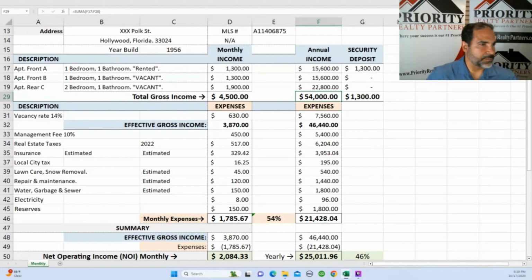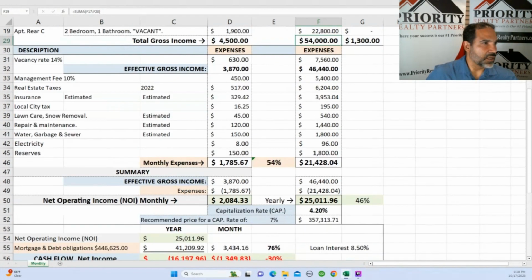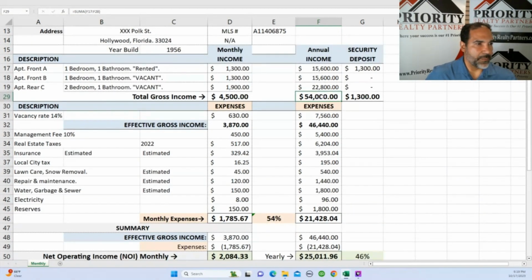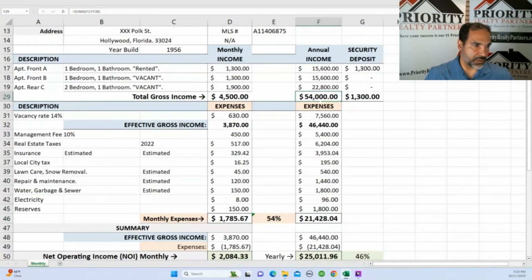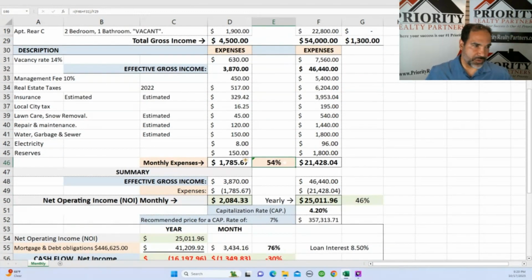$54,000. Okay. Now, I left the expenses exactly the same, obviously, despite lowering the income. That also changed the vacancy rate and the management fee, so that changed a little bit there. Everything else I left the same. But now look at the percentage compared to my gross income, what the expenses represent. 54% is even higher now.